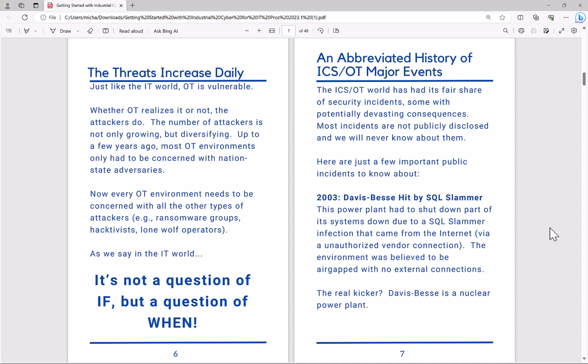And so incidents happen, but again, the number of attacks is going up. The different types of attackers is only increasing, which we'll talk about in a few as well.